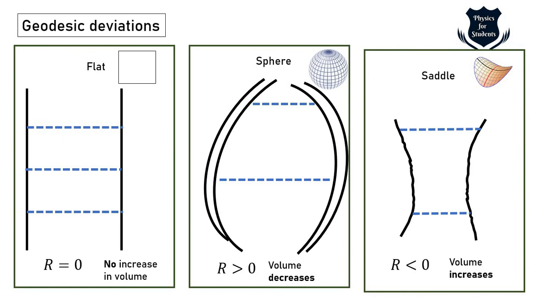This is a wonderful presentation, I would say. This is a perfect picture in which the geodesic deviation goes from 0 to greater than 0 to less than 0, and how it happens. No increase in volume in flat space; in a sphere the volume decreases; and in a saddle, where the Ricci curvature is less than 0, the volume actually increases. So no increase, then a decrease, and then a further increase.